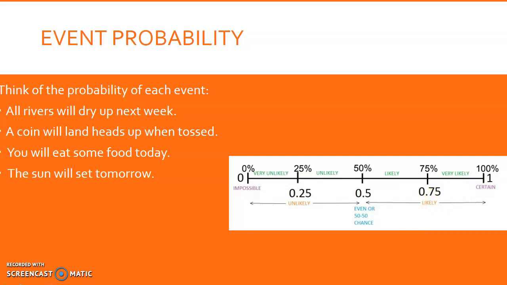How about the sun will set tomorrow? I think we can say with absolute certainty that the sun will set tomorrow. So that would be 100% and a probability of 1.